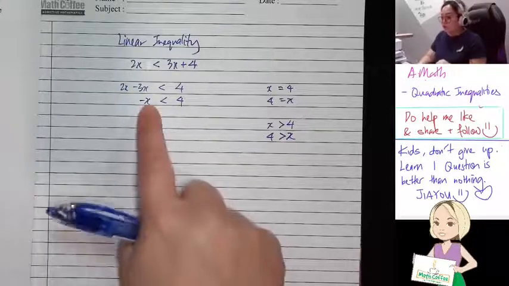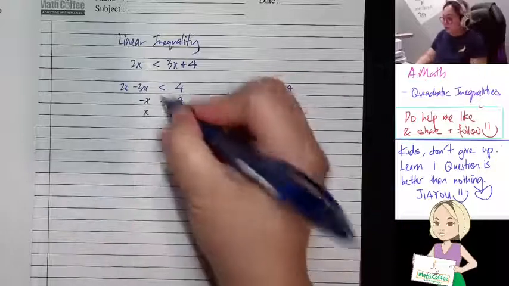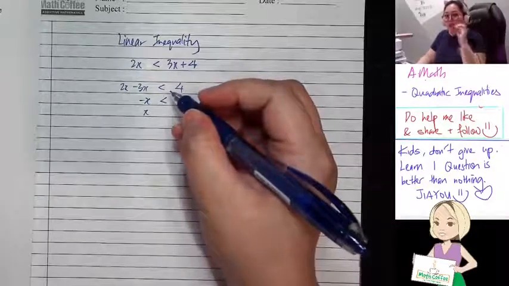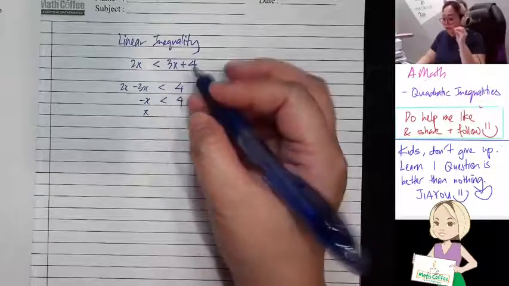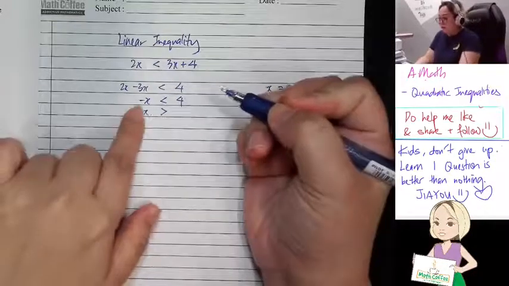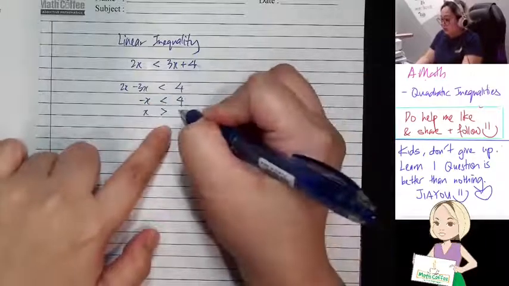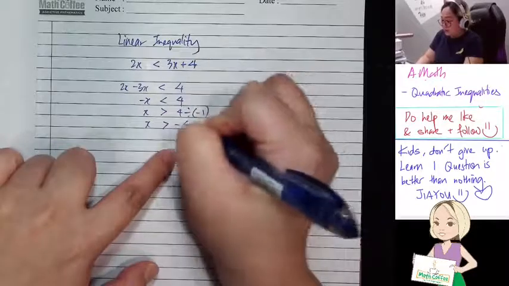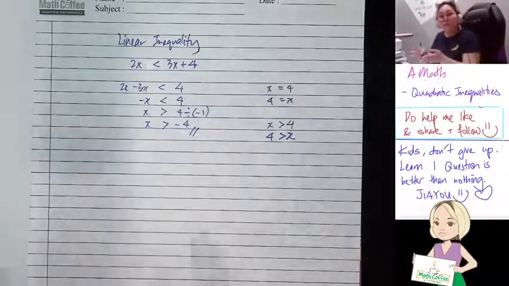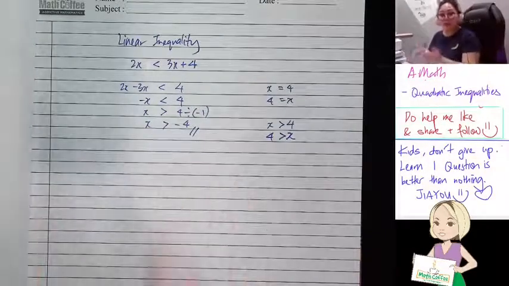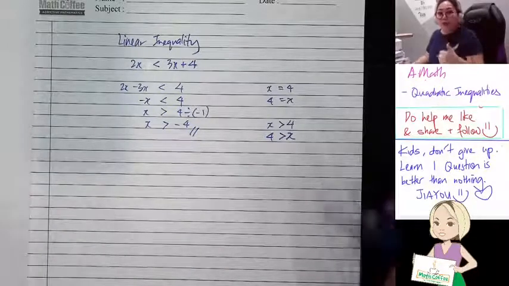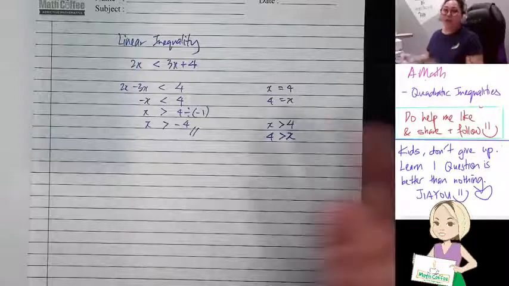So in this case, when we divide by negative, you need to flip the sign. This is one very important rule about inequality. So when I divide by negative 1, I need to flip my sign, and this becomes 4 divided by negative 1. So x is more than negative 4. This is the basics of inequality.